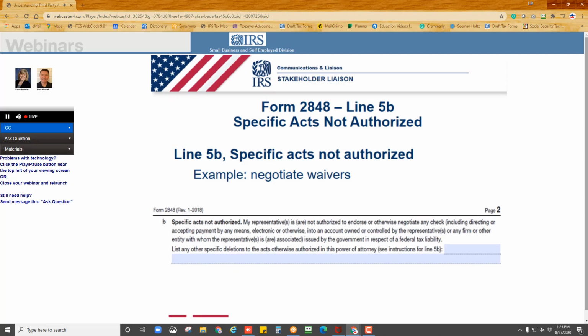Now, moving on to line 5B, that is specific acts not authorized. And here's where the taxpayer would write in what the representative is not allowed to do. And one common example, probably the most common that I've seen at least, often used here, is where the client states that a representative cannot negotiate a waiver. So with that, one other item I'm going to mention on line 5B, it also includes a reminder that a representative is not authorized to endorse or otherwise negotiate any check.